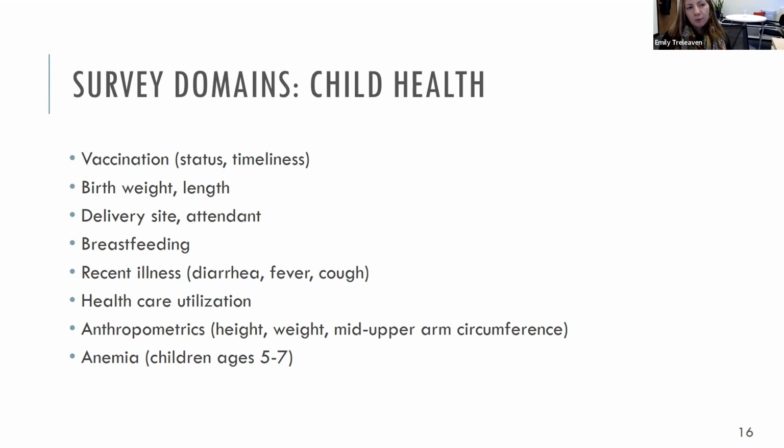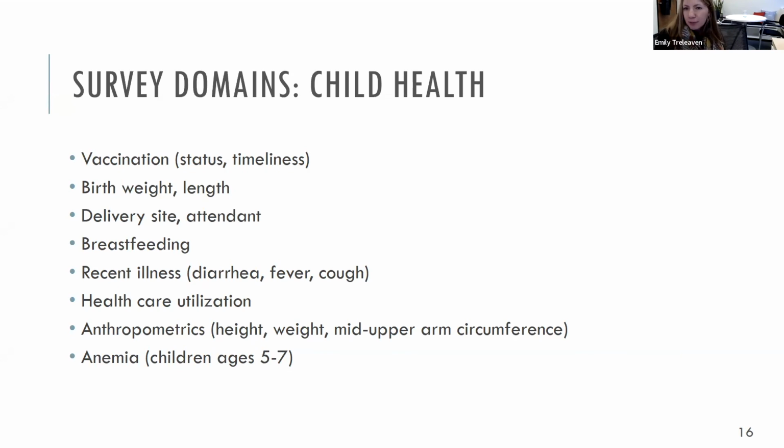There's also a module on recent illness, so illness within the 2 weeks preceding for diarrhea, fever, and cough. And then for those children, measures of their subsequent healthcare utilization. We also collected height, weight, and mid-upper arm circumference among all children following UNICEF protocols for the data collection. And then anemia, which was measured by hemoglobin concentration in the blood among children, that should say 5 to 17, ages 5 to 17, following the DHS and World Health Organization protocols for blood sample collection.